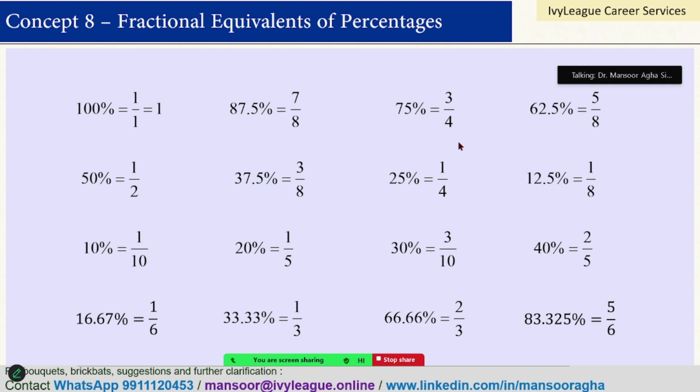Also remember, in your exam, you will not have questions having a 73.4% value. You will have more questions, or rather almost all questions, having an exact integral value as such, which is 75%. So if you remember this, you can do that question faster.